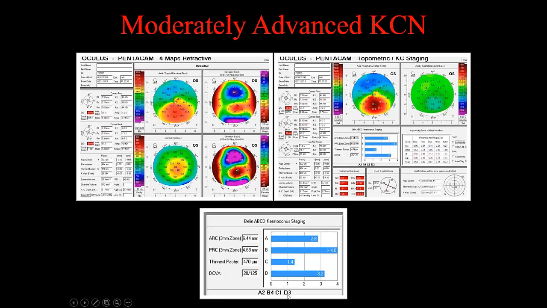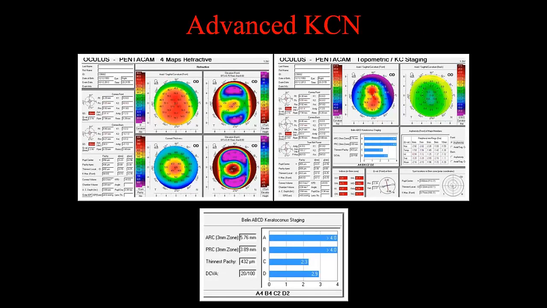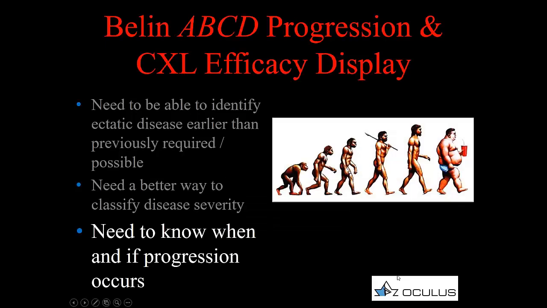And finally, advanced keratoconus. Again, you can see here, we're A4, B4, C2, and D2. Again, you can see the topometric keratoconic staging and obvious keratoconus here. But again, this allows an anatomical description of each layer and a description of the visual acuity.